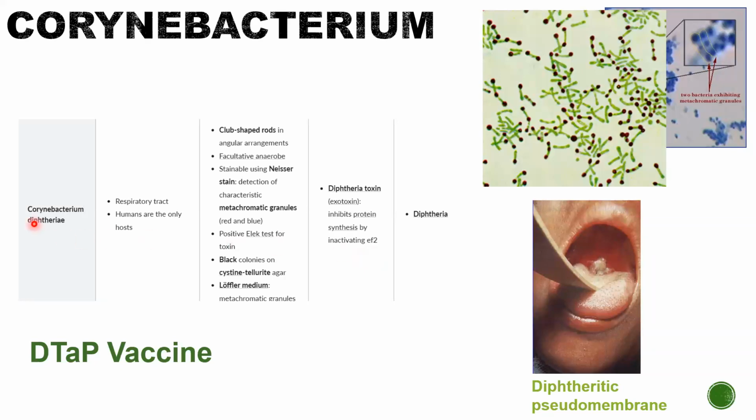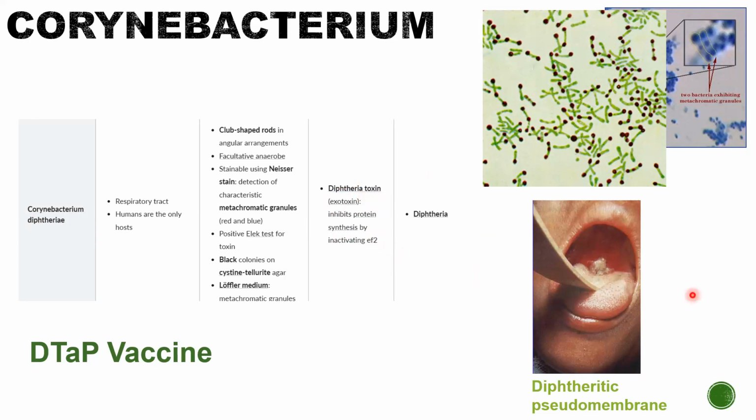Okay. So again, Corynebacterium diphtheria, it's the non-spore forming gram-positive bacilli. And what it does is it produces the diphtheria toxin, which inhibits protein synthesis by inactivating elongation factor 2, leading to cell death, and it causes diphtheria.